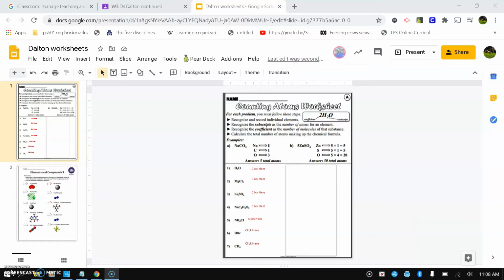So recognize and record individual atoms. Recognize the subscript. Subscripts are below, like submarines. So superscripts are Superman. Superman flies, submarines go below. And we're using both of those in chemistry for different purposes. Now, I just want to stress, these are not exponents. They're called superscripts and subscripts.